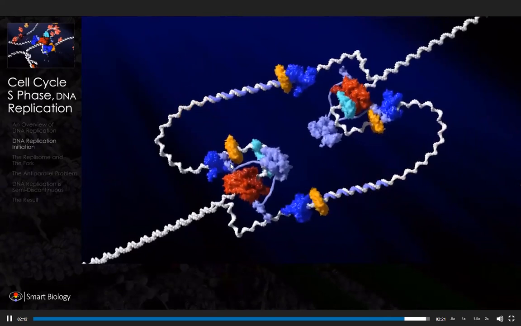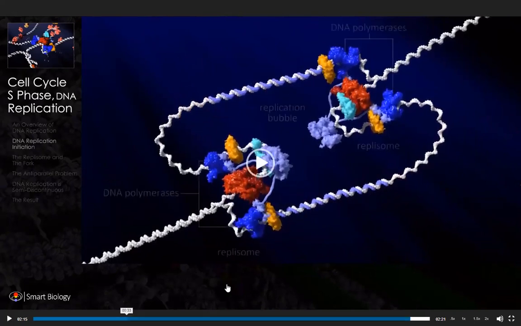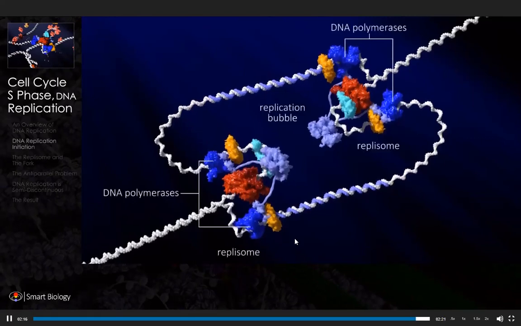So now we have the polymerase being recruited, and the polymerase, as you can see, is moving with the beta clamp along the DNA in the replication bubble. And you can see the new strand here, which is shown in light blue, that has been synthesized. And this whole complex is called the replisome.